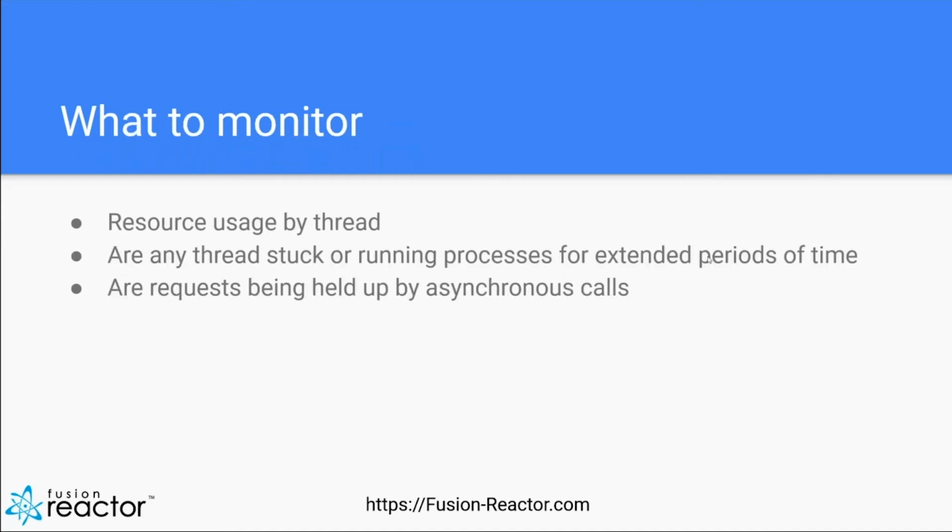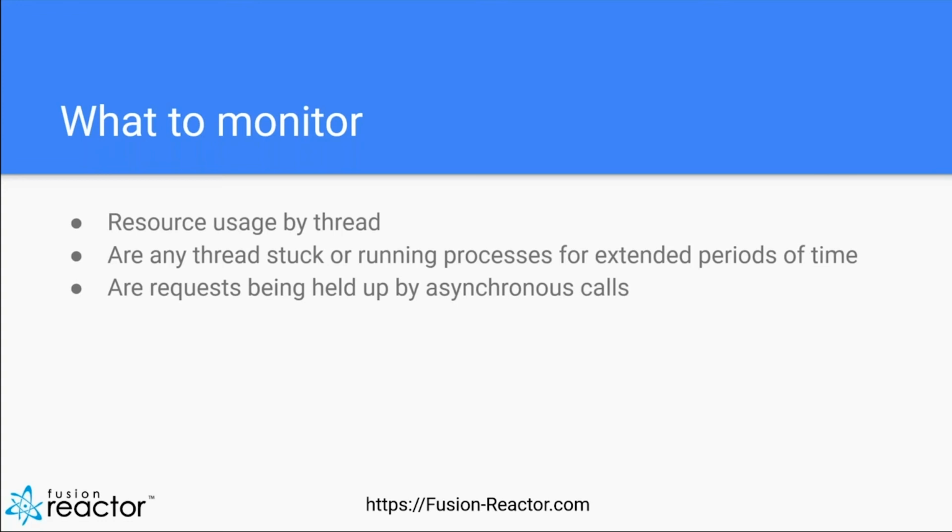Just what I would monitor when I'm looking at this is the resource usage per thread. How much CPU is it using and how much actual native processing does that thread need? You can also have threads that are stuck, so they may be blocked or just running a process for a really long time. You could also have a request that does an asynchronous call, and that asynchronous call can effectively be locking that request, so that request can't continue. That could happen for some time, and it's very difficult to spot because of the asynchronous nature.